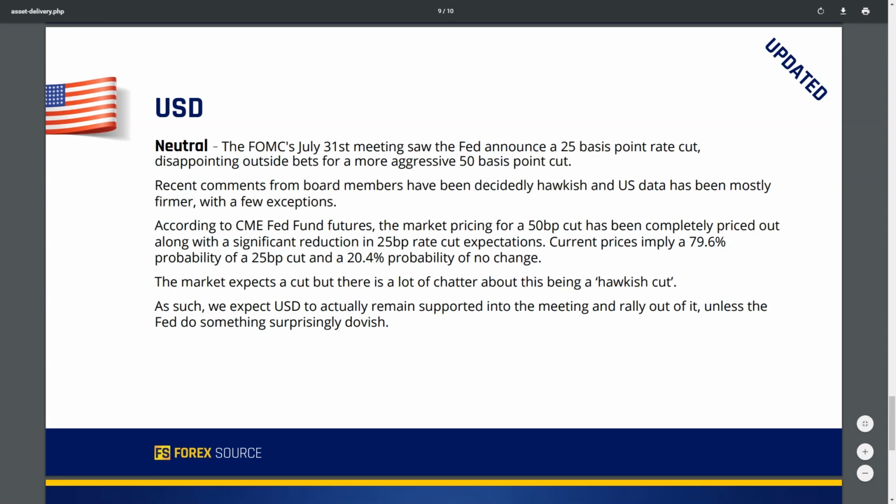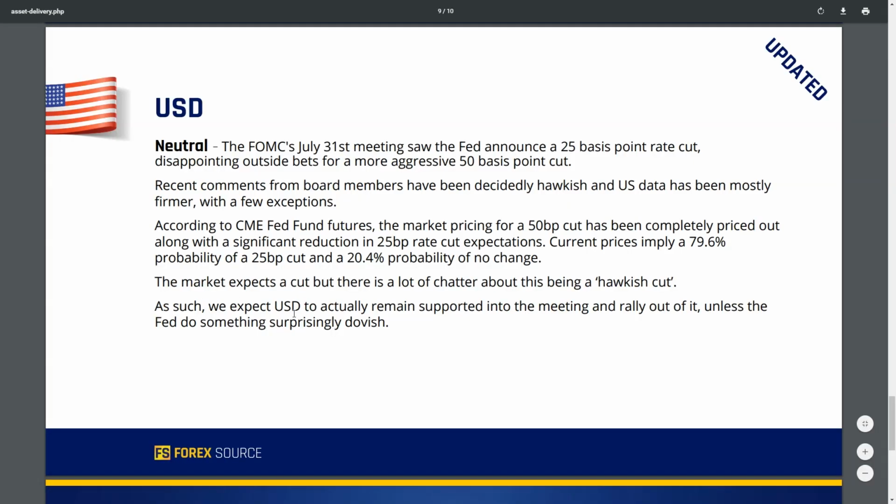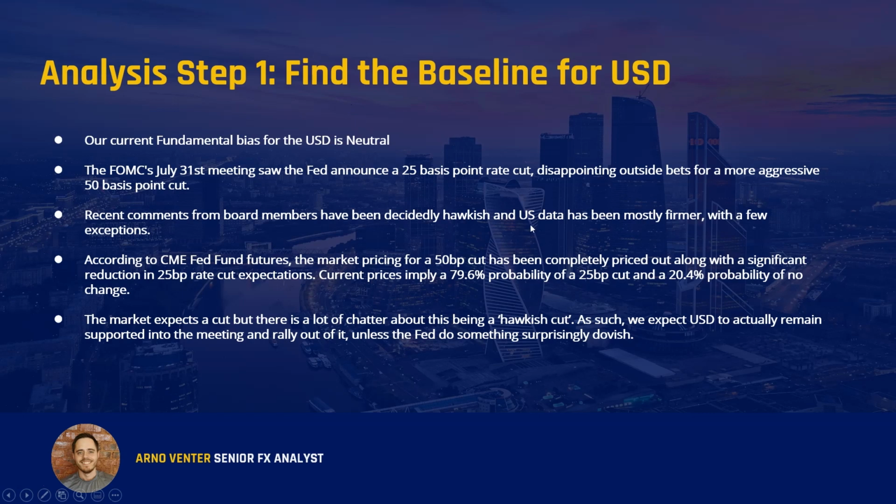Now we can just jump to CME Futures. Here we can see that expectations for a 25 basis point cut are currently at 84.2% at the time of recording, and the probability for no change is sitting at 15.8%. Now, the markets expect a cut of 25 basis points, but there's a lot of chatter about this being a more hawkish cut. As such, we expect the US dollar to remain supported into the meeting and rally out of it unless the Fed does something surprisingly dovish. Okay, so that gives us our first step, and that is finding the baseline for the USD.